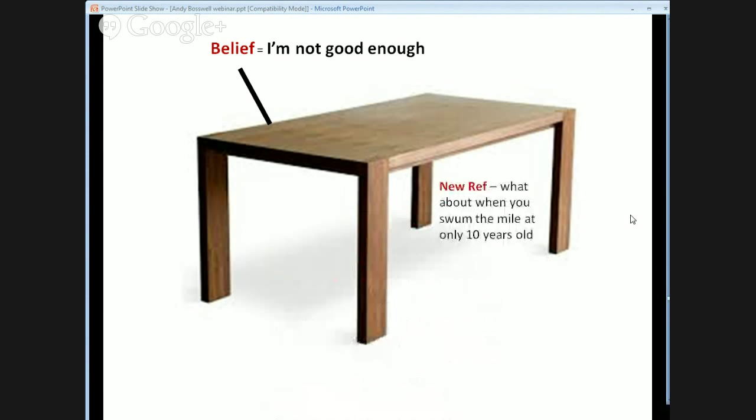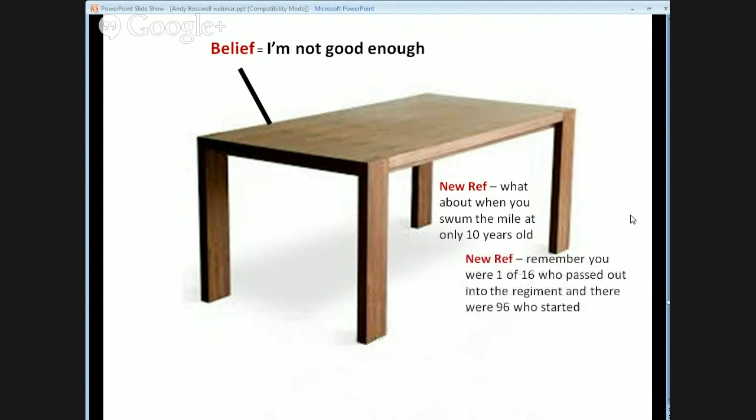New reference. What about when you swim a mile at only 10 years old? I didn't know any other kids in my school that could swim a mile at 10 years old. I was one of 16 people from 96 people who passed out to the regiment and passed through basic training and continuous training to go into the army. I was one of 16 people, and there were 96 people that started. That's because I've never been a quitter, no matter how hard it got.